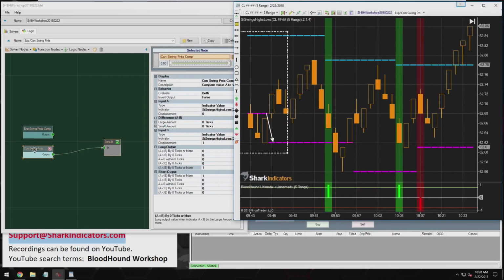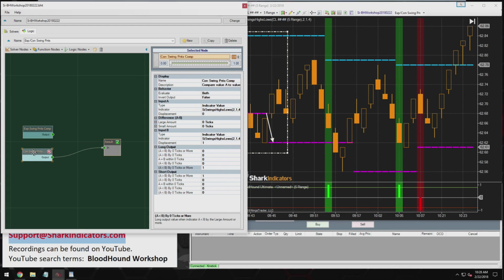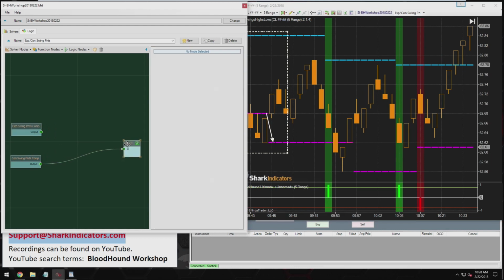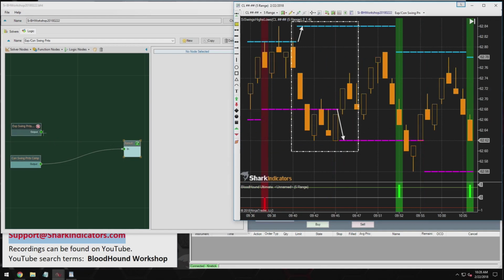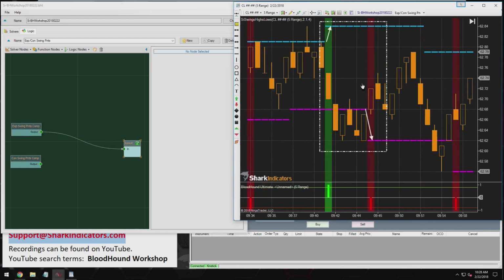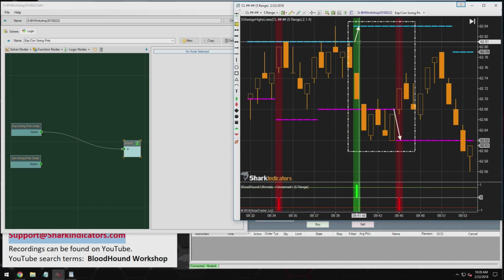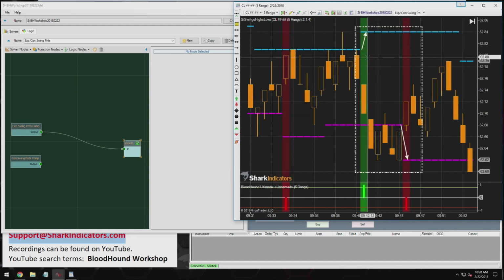Right, so each solver identifies one of those conditions. So we have one solver for contraction, and another solver for expansion. All right, so at this point we are ready to connect these two.